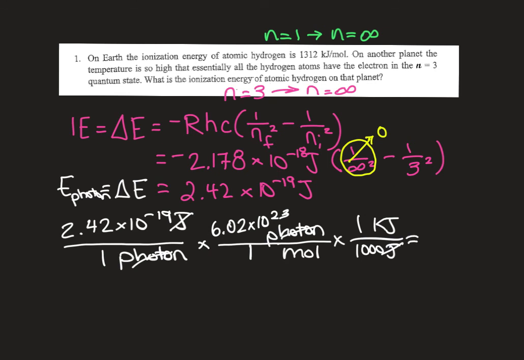So the answer here, 146 kilojoules per mole. And if you compare this value, it's nearly 10 times smaller than this value, but it makes sense because we're starting at n equals 3 instead of n equals 1. So clearly it's going to take less energy to rip off an electron from n equals 3 than it would from ground state at n equals 1.